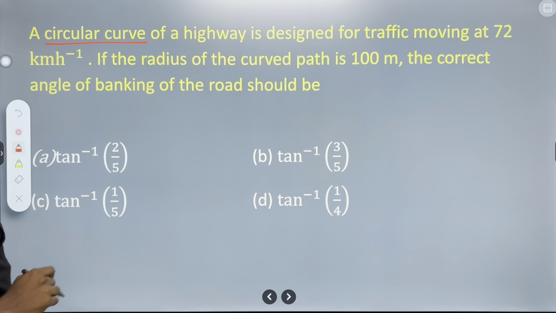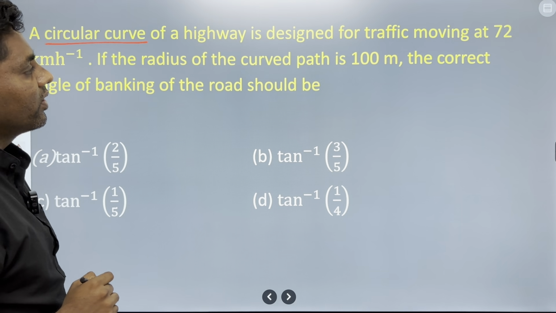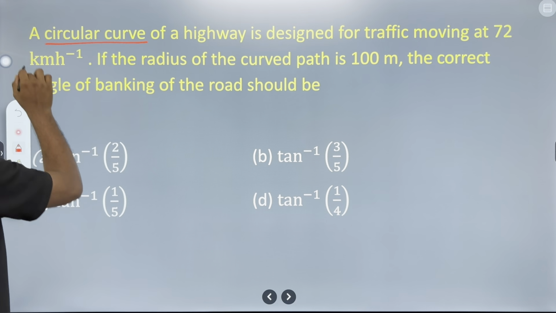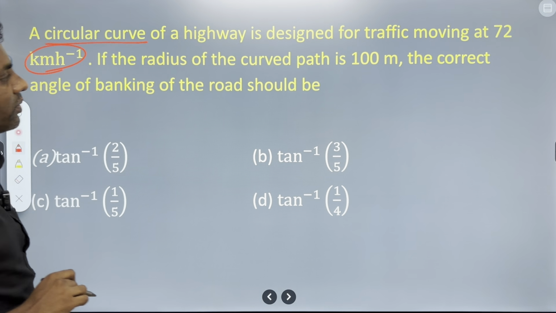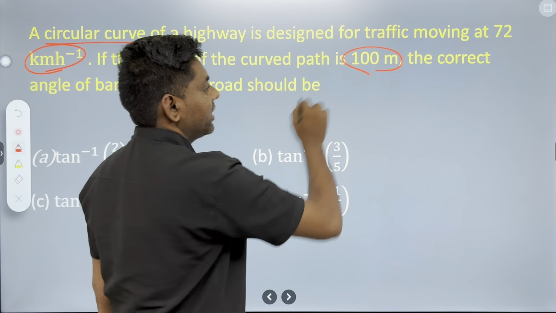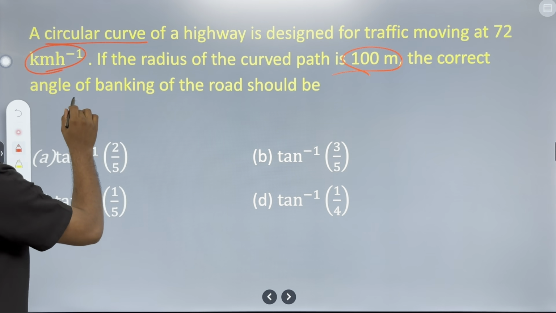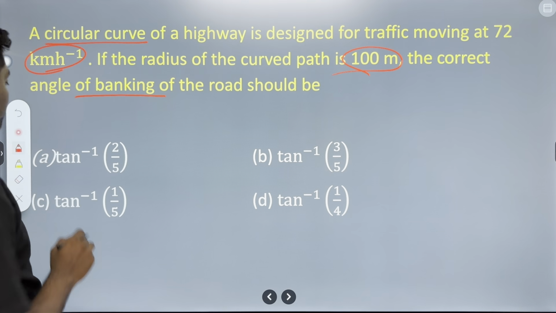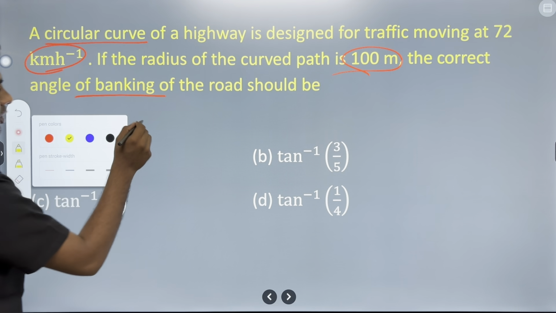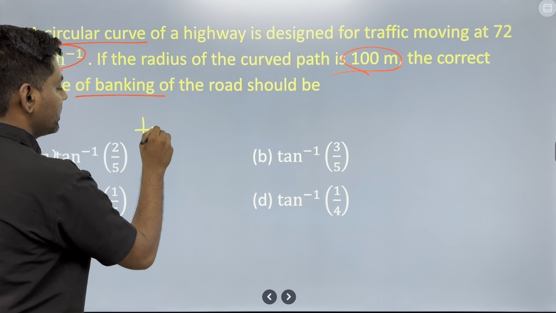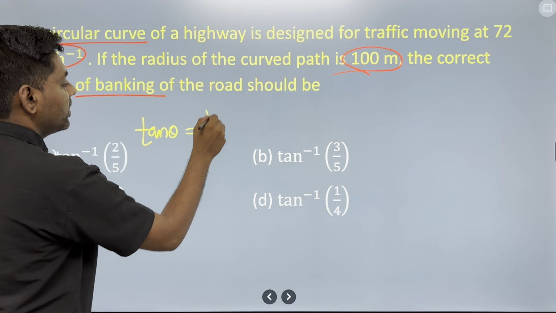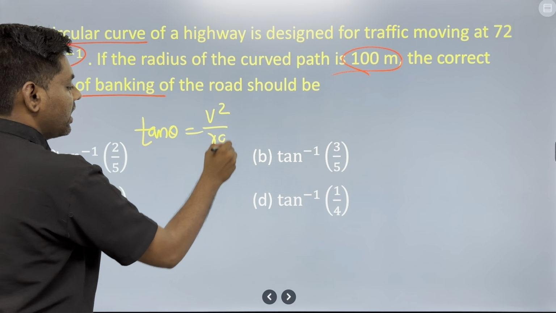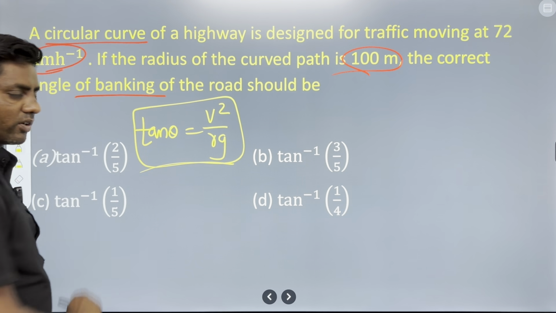Next, a circular curve of a highway is designed for traffic moving at 72 km per hour. If the radius of the curved path is 100 meter, the correct angle of banking of the road should be? Very simple question. You should know the formula: tan theta equals v squared divided by r g. This is the formula of angle of banking.